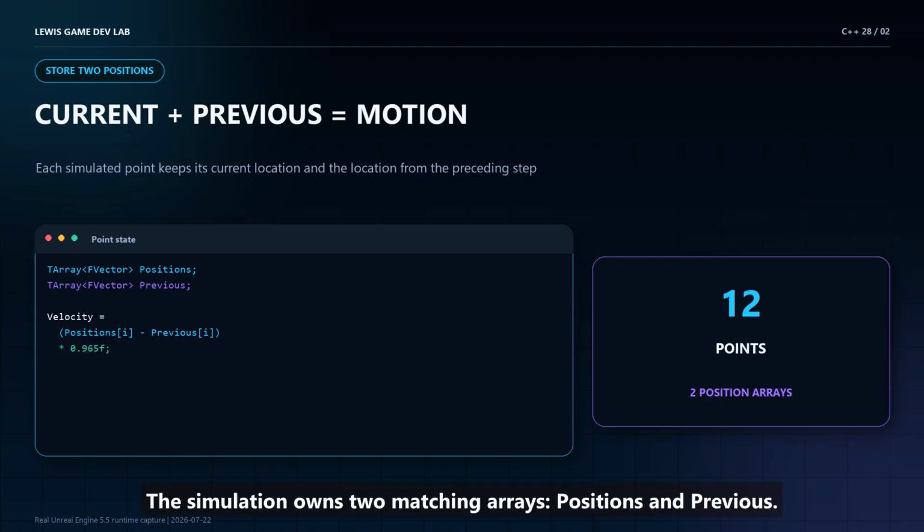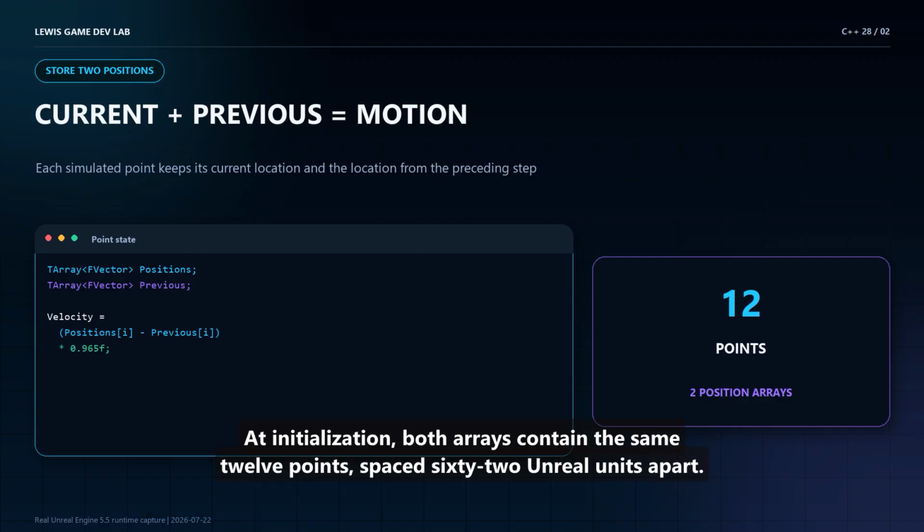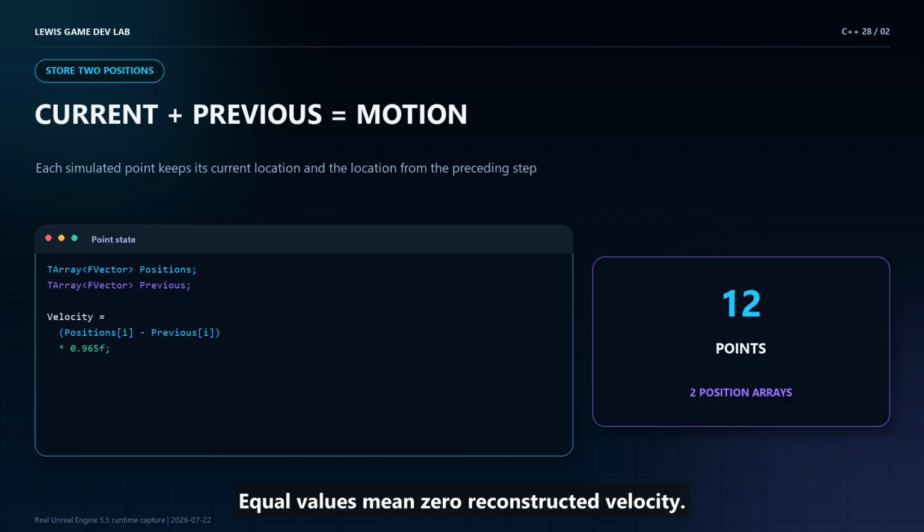The simulation owns 2 matching arrays, positions and previous. At initialization, both arrays contain the same 12 points, spaced 62 Unreal units apart. Equal values mean 0 reconstructed velocity.